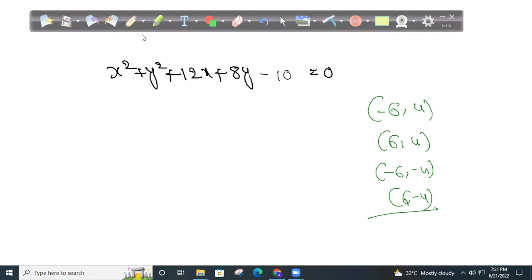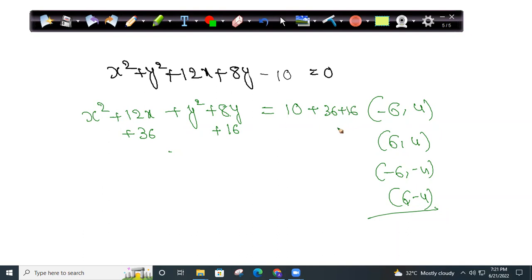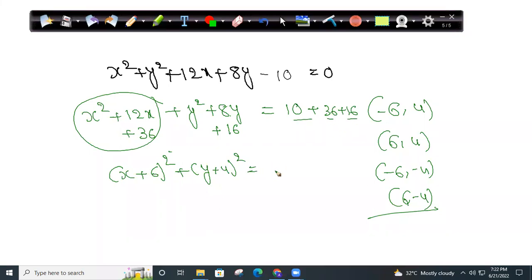So see, how simple is this? x square plus 12x plus y square plus 8y equal to 10. I'm taking 10 to the other side as the first step. I need to add 36 because 12 by 2 is 6, 6 square is 36. I need to add 16 because 8 by 2 is 4, 4 square is 16. As I said, no one will give me anything for free. So if you add on the left hand side, you also need to add on the right hand side. So this is (x plus 6) whole square, this is (y plus 4) whole square equal to 36, 46, 56, 62. So root 62 whole square.